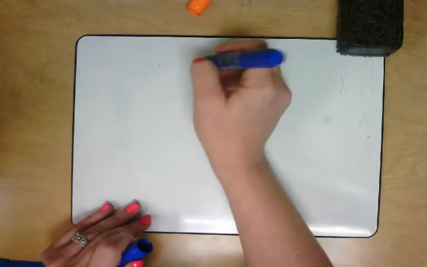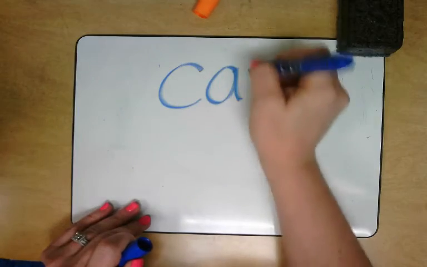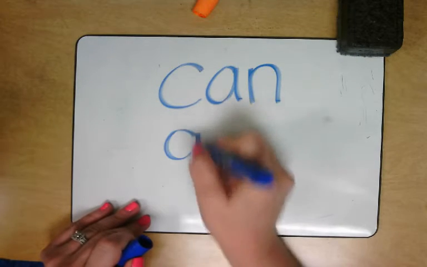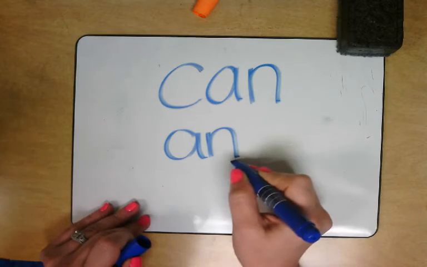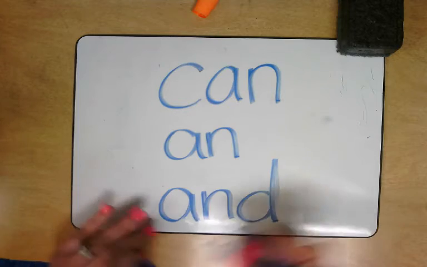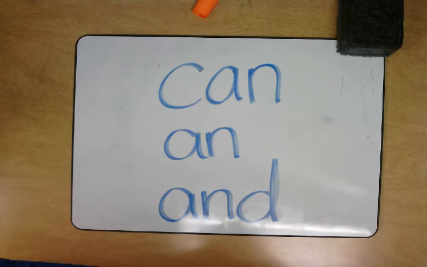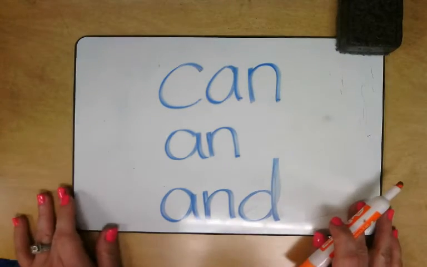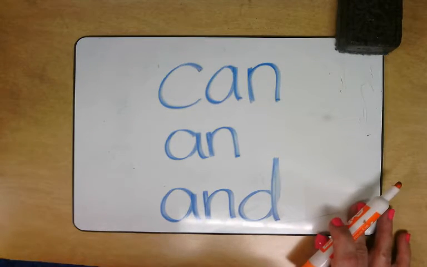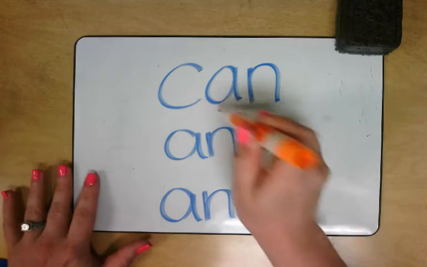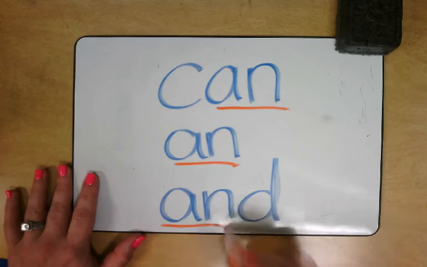Let's try it again. I've got some more words. As I write it, I want you to read it. Can, and. All right, can, and. How are these words similar? How are they the same? They all have an. Yep, an.